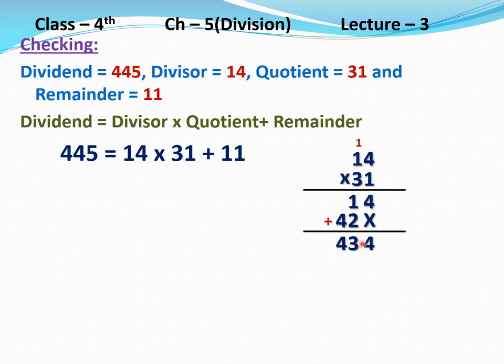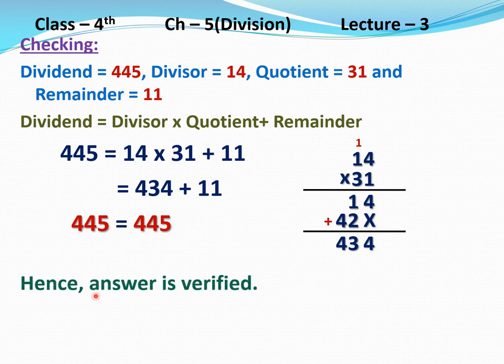14 multiply 31 equal to 434. Write down: equal to 434 plus 11. Now add this. Answer will be 445. It means LHS equal to RHS. Hence answer is verified. Clear?